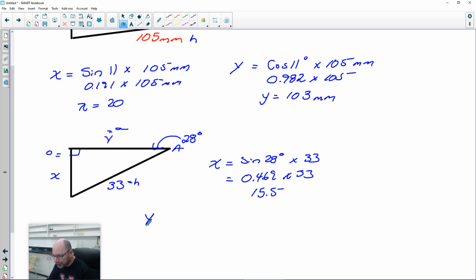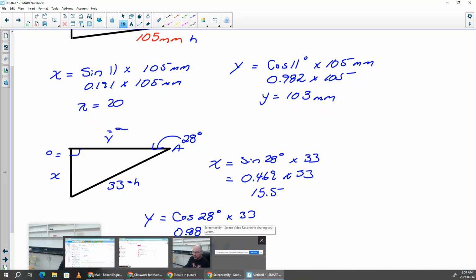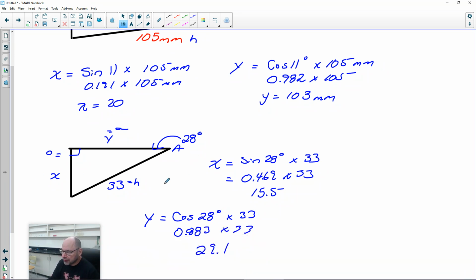And then Y, that's cosine of 28, sorry, because it's the adjacent side. So we go cosine 28, that's 0.883, and we get an answer of 29.1. Those ones are fairly simple, except this time, instead of just doing tangent, you have two to worry about. Sometimes you get both of them done at the same time, sometimes just one. So I'll give you a sheet for practice on that, and good luck.